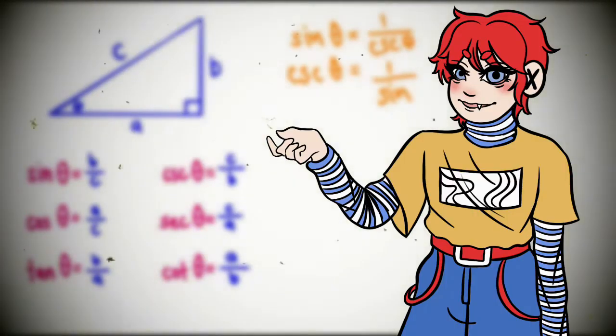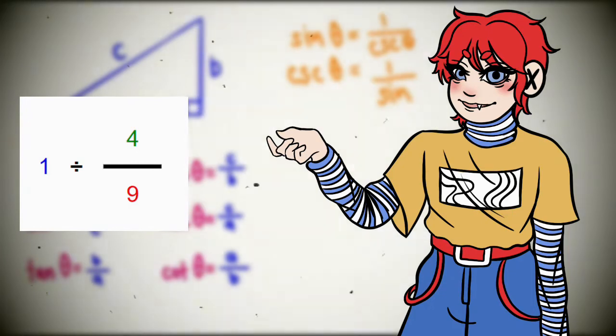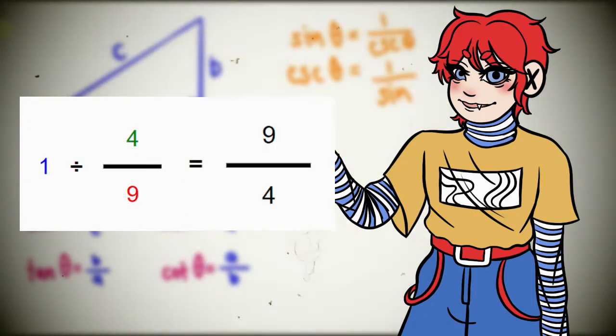Now you may be wondering, but how? Why did you divide 1 over the fraction? Simple. Dividing 1 by the fraction is going to result in the reciprocal of that fraction. So let's say again, 4 over 9. You divide 1 by 4 over 9, it will be turned into 9 over 4.